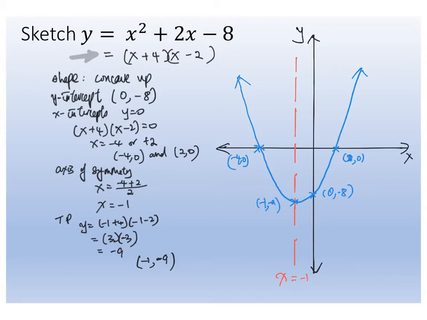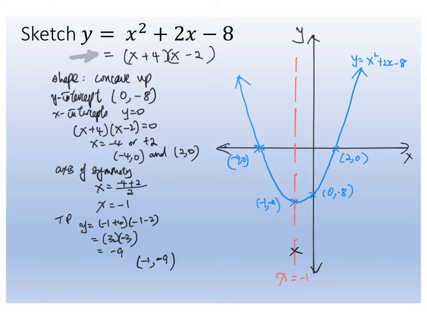All right, let's change this, make sure that it is clearer. 2, 0. All right, of course, you label it y equals x squared plus 2x minus 8. All right, so this is it. Next, what we have done before, x squared plus 2x minus 8. You know you factorize it.